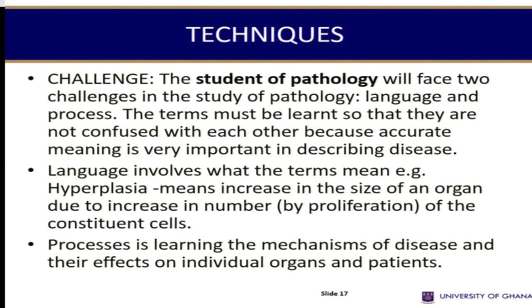These terms must be learned so that they are not confused with each other, because accurate meaning is very important in describing disease. Language involves the terms. For instance, a term like hyperplasia means increase in size of an organ due to increase in number by proliferation of the constituent cells. It cannot be used in any other way. Process means that learning a disease must include learning the mechanisms and their effects on individual patients and also organs.